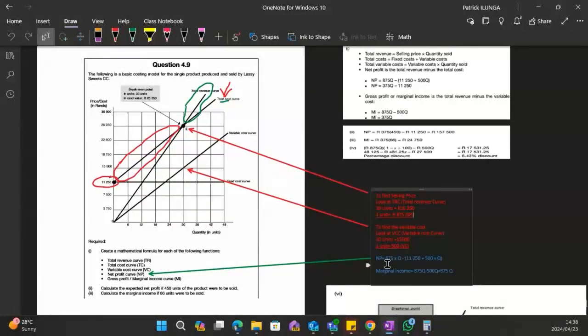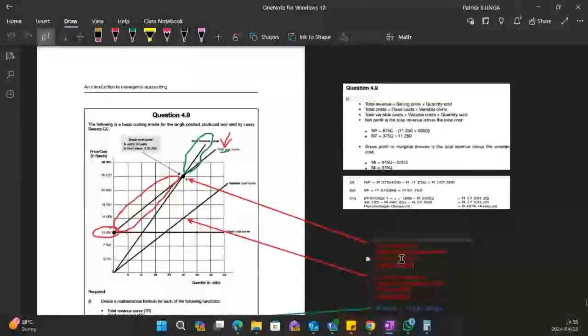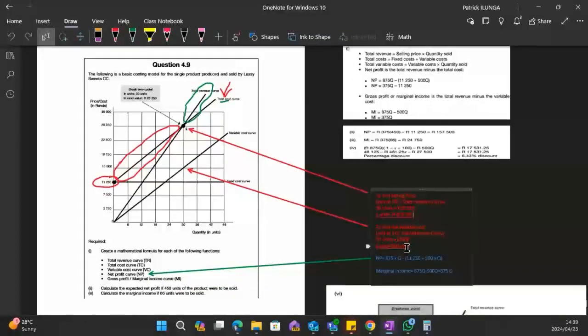So that's fine. We know that it is 875 times Q, because we don't know exactly what quantity we're looking at yet. They might be producing 200 units. They haven't told us that. If they tell us a specific number of units, then we're going to look at that. Look at sub question II. It says, calculate expected net profit for 450. Okay, that's fine. You gave us the quantity. We're just going to replace the Q by that quantity of 450.